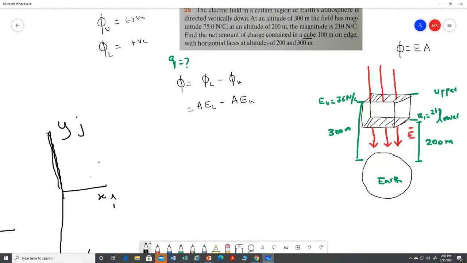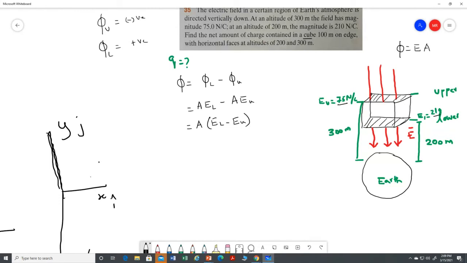Yes. So I am going to take the area as the common term. I take the area outside. So what is inside? Electrical field in the lower layer minus electrical field in the upper layer. Now you can see we have the electrical field of the upper layer, the electrical field of the lower layer, and the value of area. Now I am going to substitute the values.